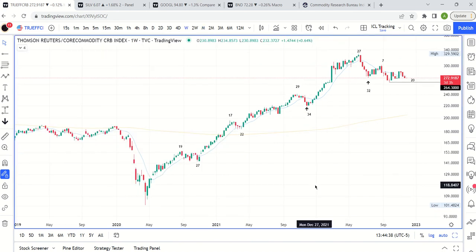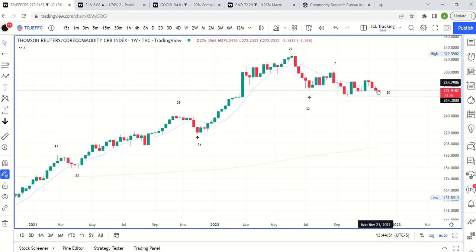So just to orient you, this is one cycle, 27 weeks. This is another cycle, 22 weeks. This is another cycle, 34 weeks. This is another cycle, 32 weeks. And we're now in a current cycle that has topped out on week 7. That was the week of August 29th. So we've been declining ever since that, right? Just to be clear, low.